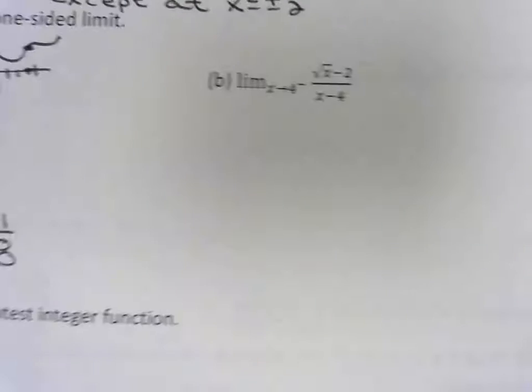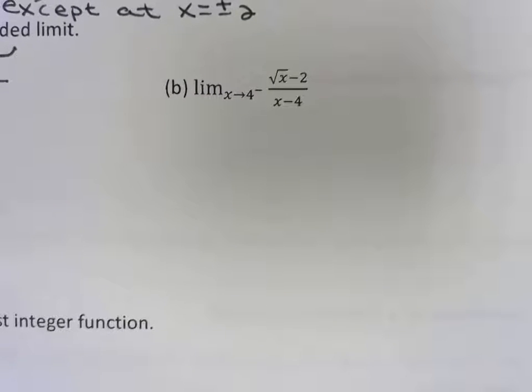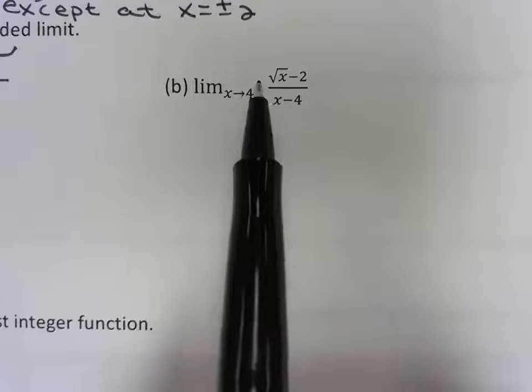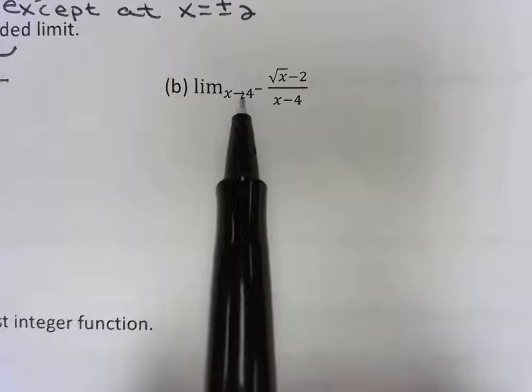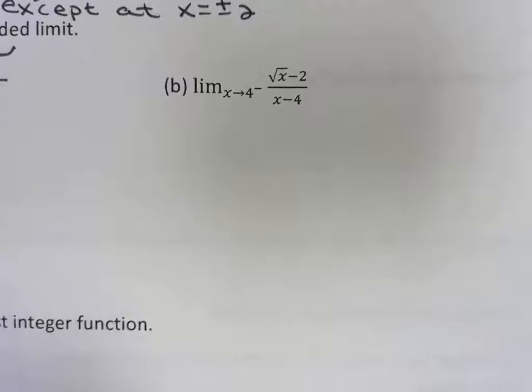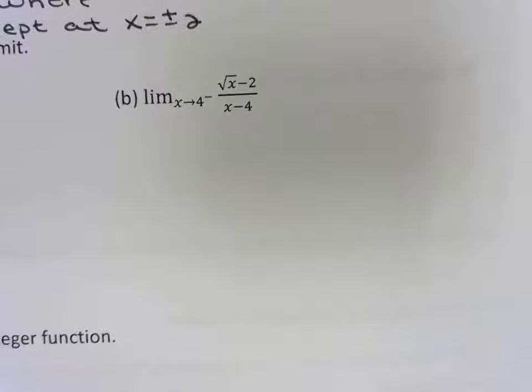Okay, let's look at B. Now this is a negative in the top right corner, so this is approaching from the left. If I looked at a graph of this, I would only be worried about the limit approaching from the left. Obviously, if I try to plug in 4, it's going to give me a 0 in the denominator. Any thoughts on how I could do this?